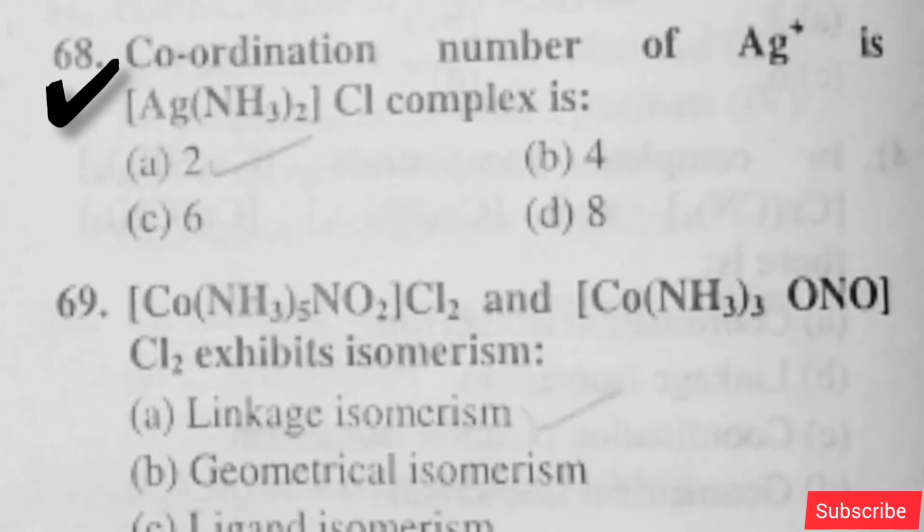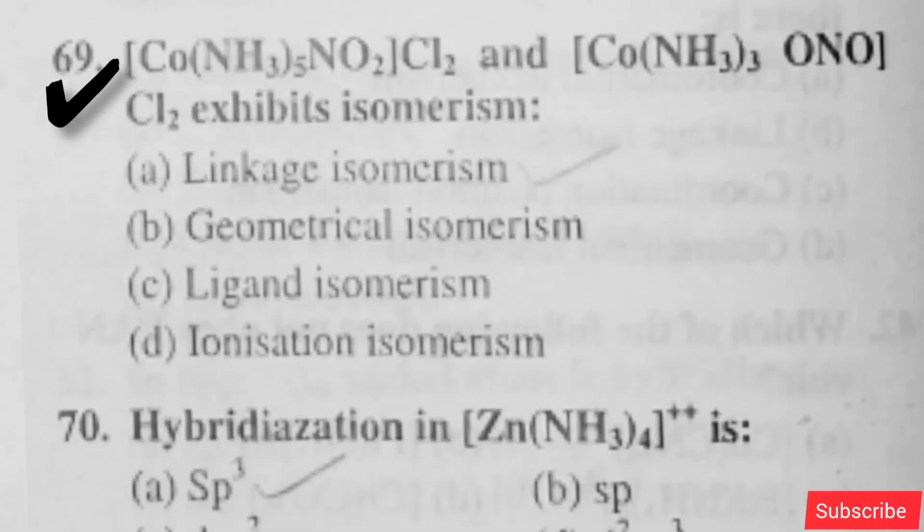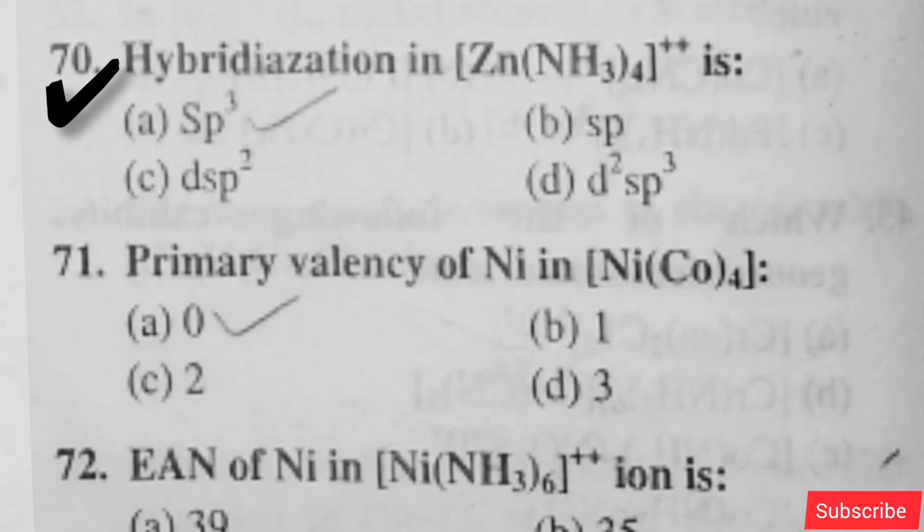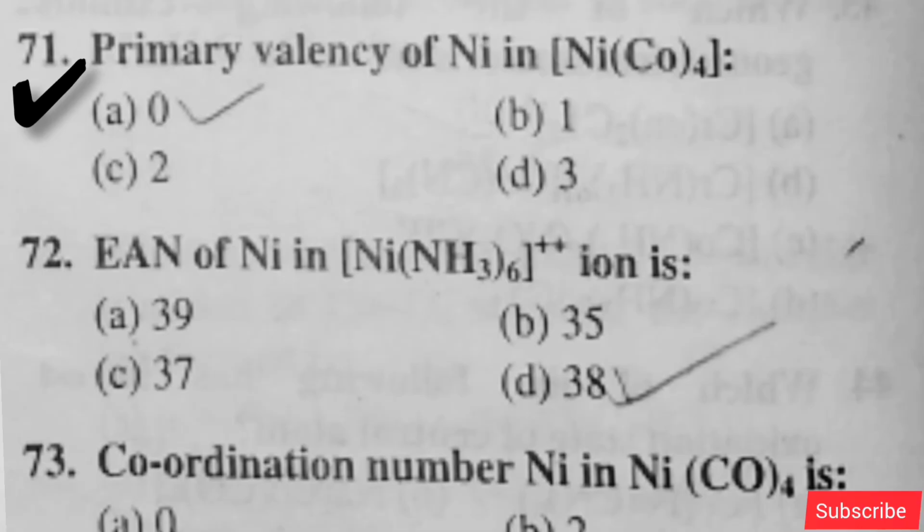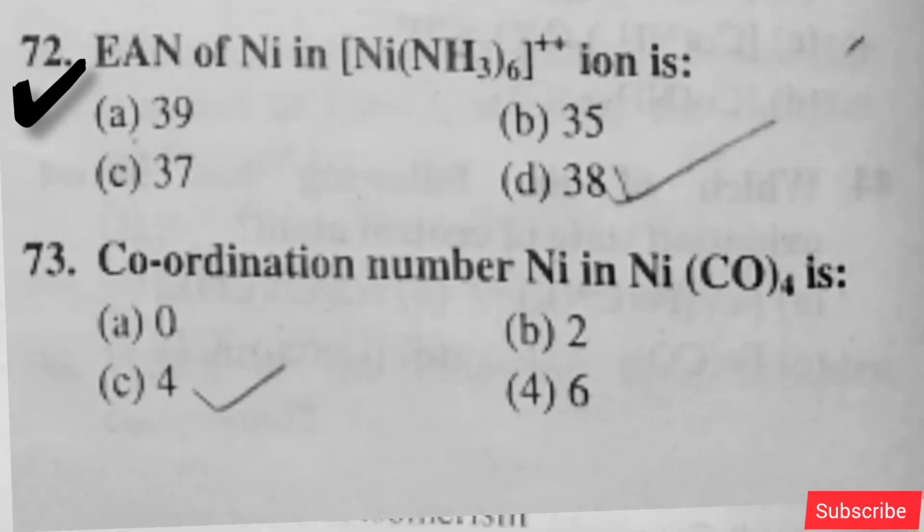Question 68: coordination number of Ag+ in [Ag(NH3)2]Cl complex is option A is right. Complex this and this exhibits isomerism. Option A is right. Question 70: hybridization in [Zn(NH3)2]2+ is option A is right. Primary valency of nickel in Ni(CO)4 is option A is right. EAN of Ni in [Ni(NH3)6]2+ ion is option D is right.